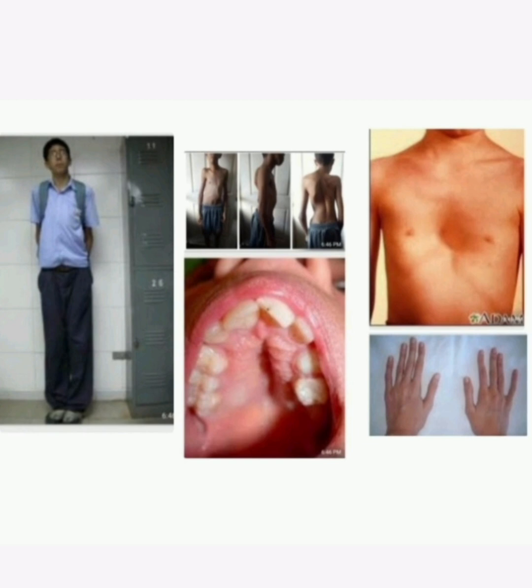Now the second image, there are two images. The upper image is showing kyphoscoliosis, okay, and the below image is a high arched palate, look. And the third image, the upper image is showing pectus excavatum, and the below is showing arachnodactyly. Now we are telling how we can do this video station.